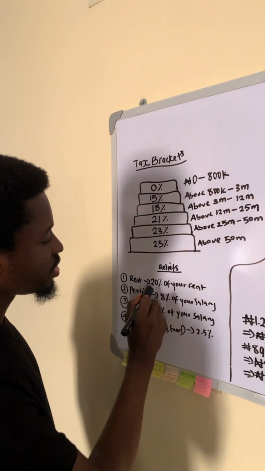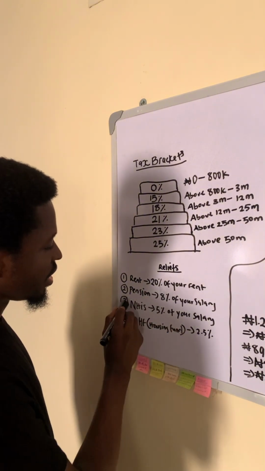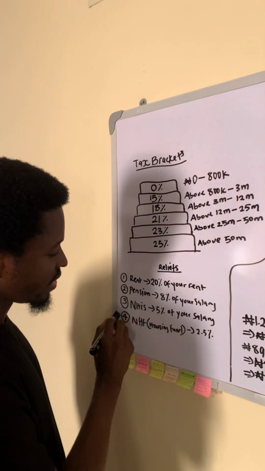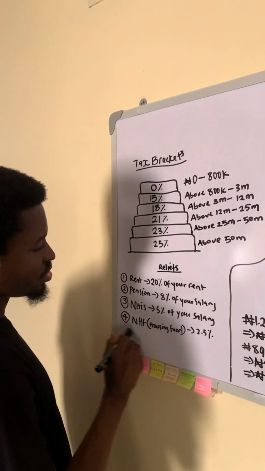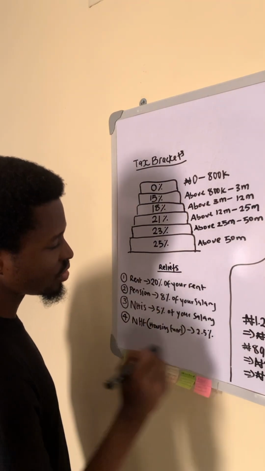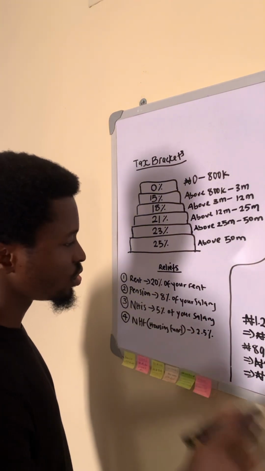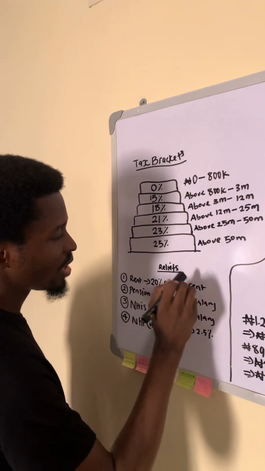So for rent, it is 20%. For pension, it is 8%. NHIS, it is 5%. NHF is 2.5%. The reliefs reduce the amount of tax you end up paying at the end of the year. So we'll have to recalculate the whole 100k salary a month using the relief deductible applied.